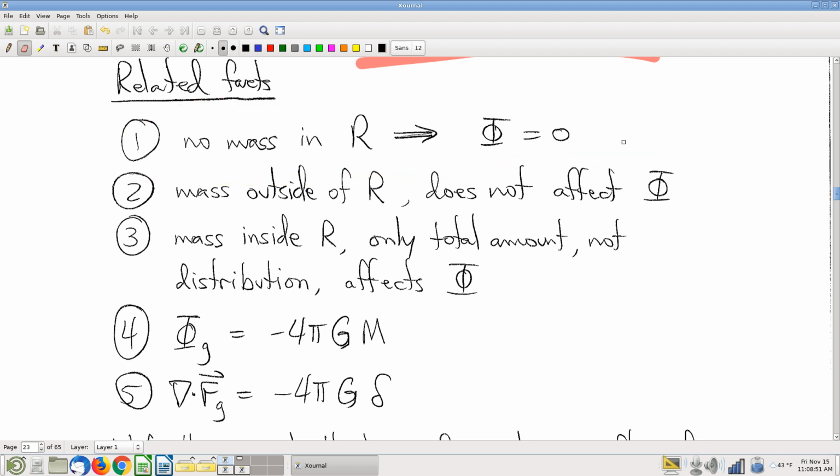Now, I don't have time, unfortunately, to go through the rest of these results and how to argue them, but they're increasingly clever, tricky applications of the divergence theorem, and here they are. So no mass, no flux. Whenever you have mass outside of the region, it doesn't affect the flux on the boundary of the region. The mass on the outside, you can just ignore it, even if there's mass on the inside. When you have mass on the inside, it doesn't matter how it's distributed. It doesn't matter where the mass is. It only matters the amount of the mass.